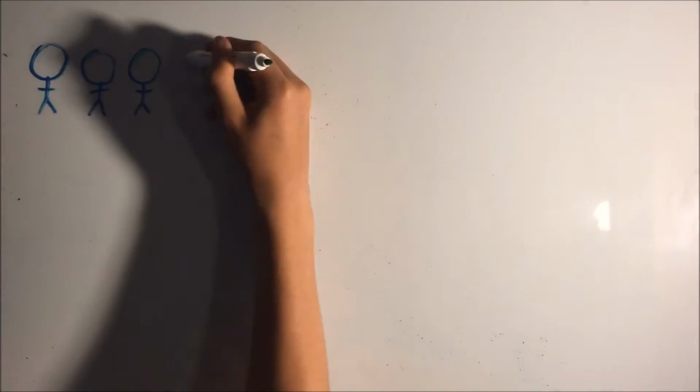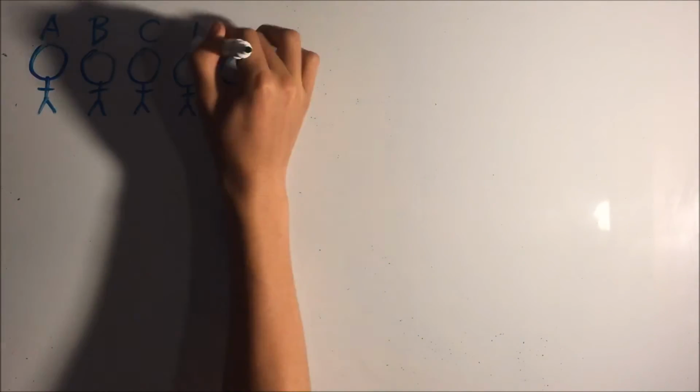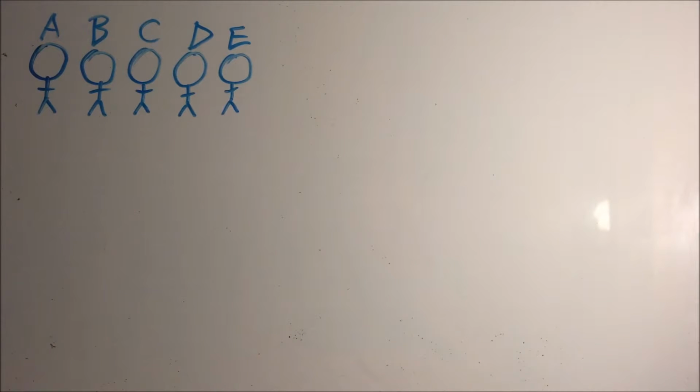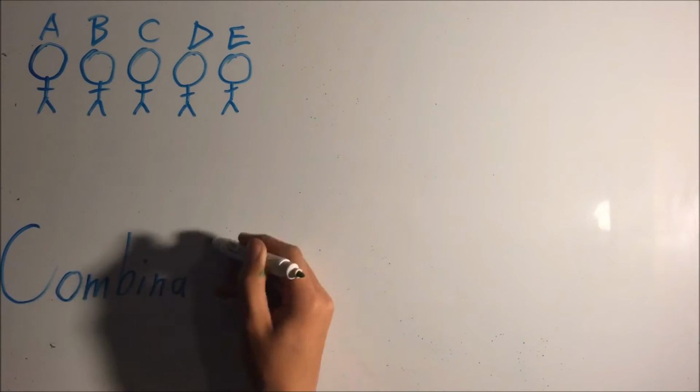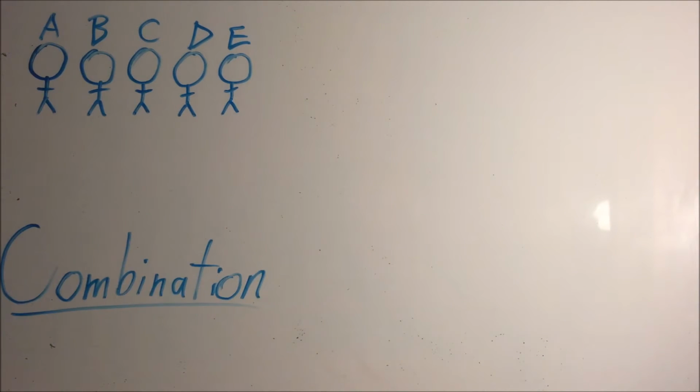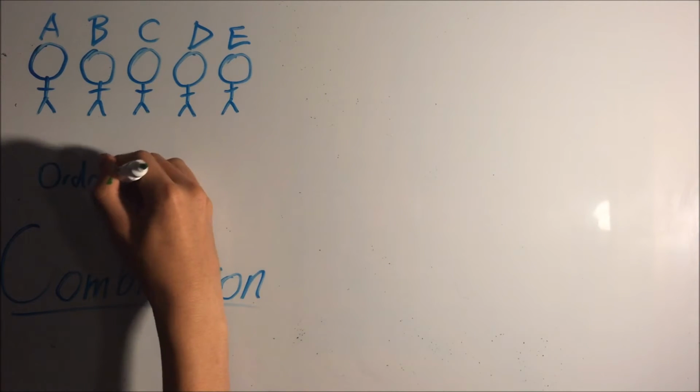To finish off, let's do one final problem. Let's say there are 5 children, A, B, C, D, and E, and of these 5 children, 3 of them are going to be taking a survey. Each child is equally likely to be chosen for the survey, and order does not matter because of the fact that they're all going to be doing the survey if they are chosen.